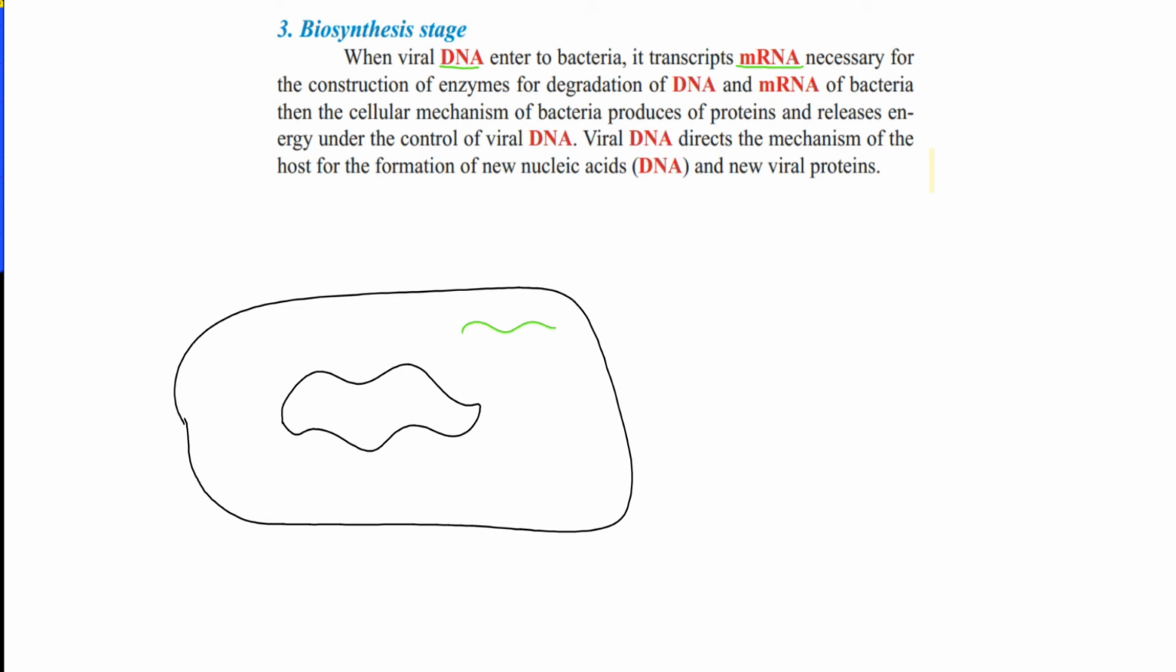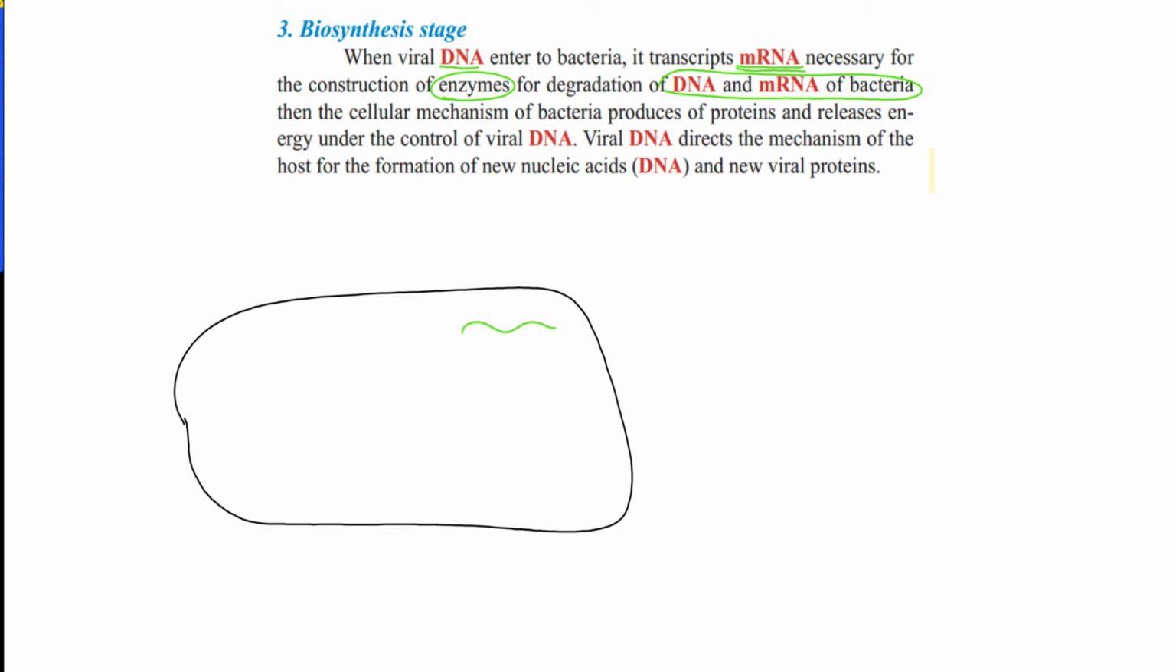RNA. RNA like assistant of DNA, or DNA control the cell activities, produce proteins by what? By transcription, means copying of messenger RNA. So the viral DNA transcript messenger RNA necessary for construction of enzymes for degeneration of DNA and mRNA of bacteria. So the viral DNA produce enzymes. By these enzymes degenerate the DNA or genetic material of bacteria.